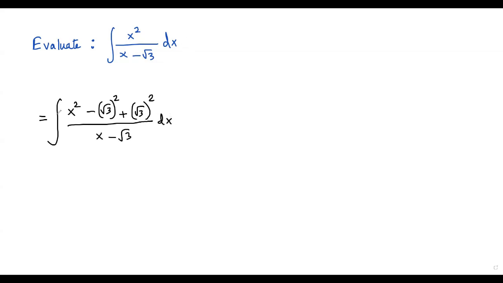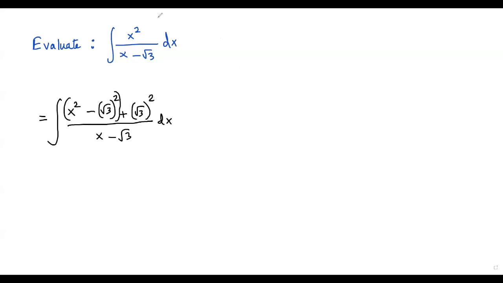Okay, here what I'm going to do is consider this as one particular term and this as another term. That is, we have addition of two terms in the numerator. So x square negative square root of 3 the whole square is one term, and square root of 3 the whole square is the second term. The two terms are in addition.